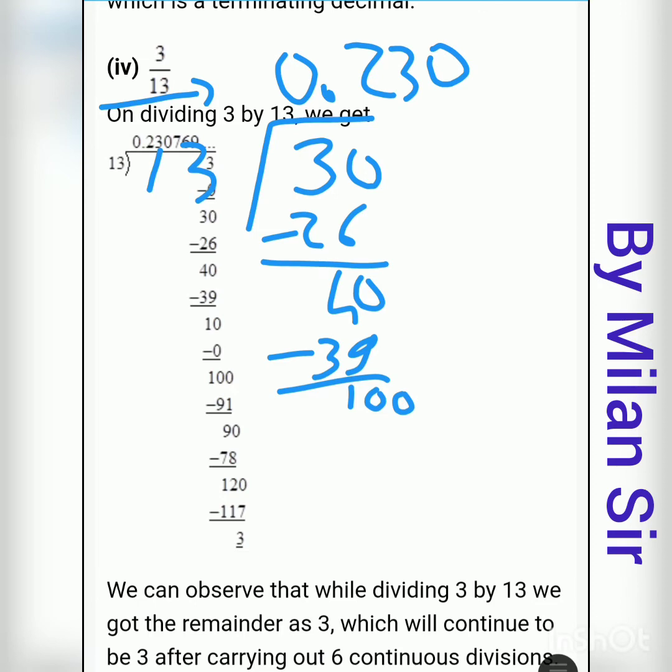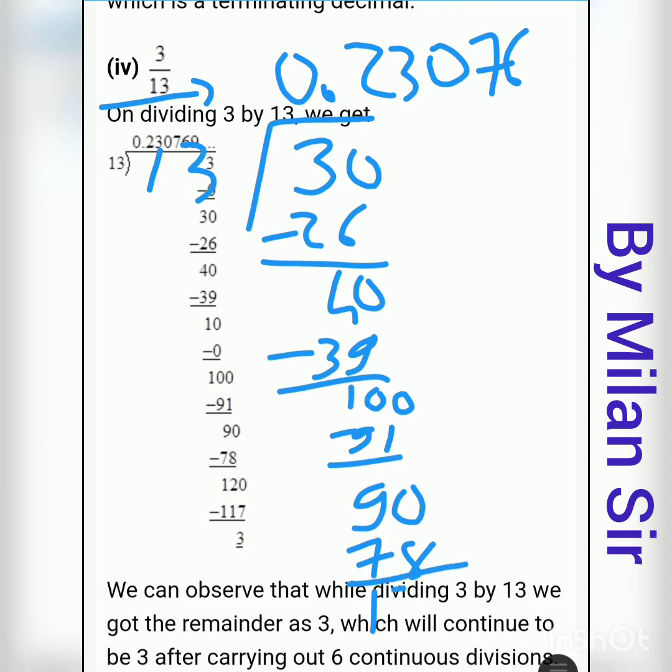Now in the table of 13 we want 100. So 13 sevens are 91. So 9 remainder. We already put the decimal point, that's why we get an extra 0, 90. Now 13 6s are 78. Sorry, here 12 is the remainder, right? So 12 remainder, and we get one extra 0. Now 13 9s are 117. So again we get remainder 3.